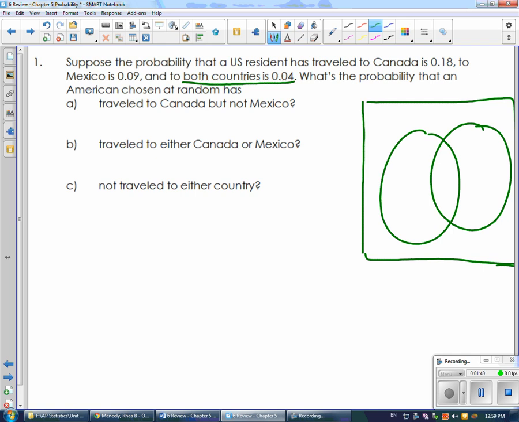We have going to Mexico, and I'm just going to call that M, and then we have going to Canada, and I'm going to refer to that as a C. Now be careful in this problem, because it says that 18% of residents have traveled to Canada. That means that 18% are going to be in this big circle of Canada. So if I also know 4% have gone to both countries, then I'm going to need to put my 4% in between.